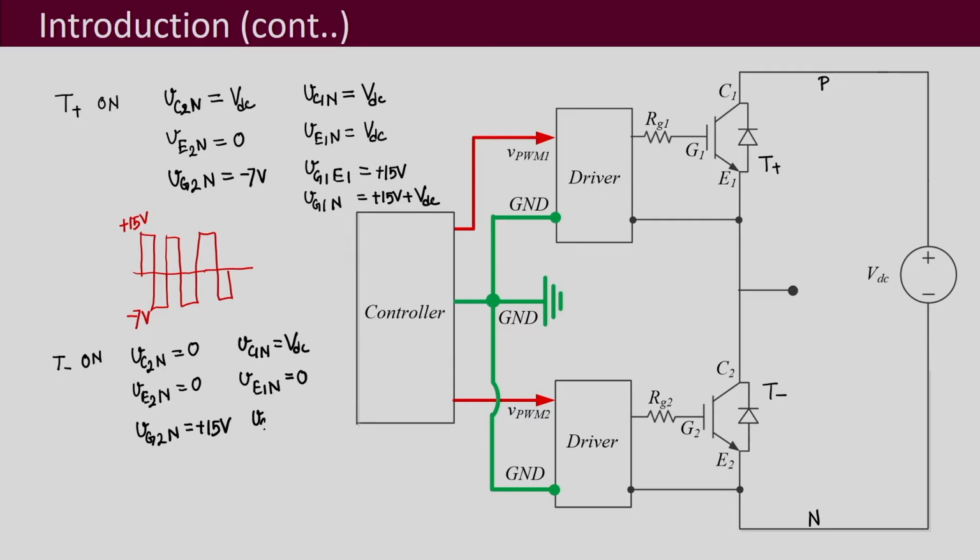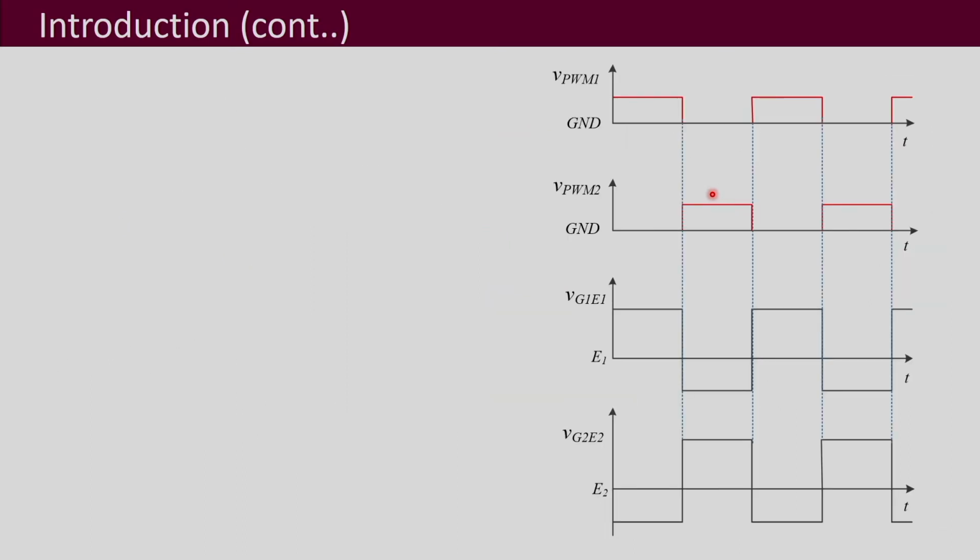Further, your VG1E1 now will be equal to minus 7 volt, because this is off. So, G1 has to be minus 7 with respect to E1, and your VG1N will be equal to also minus 7 volt, because you can see that E1 itself is at 0 potential. So, therefore, G1 is also at minus 7 volt. All right. So, if we plot it, this is how your plot will look like.